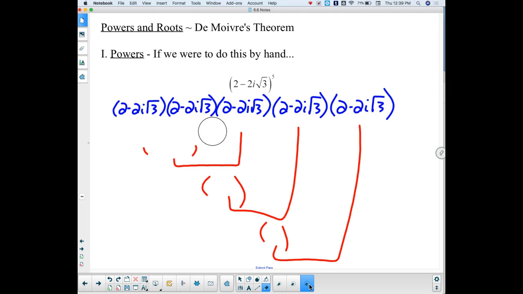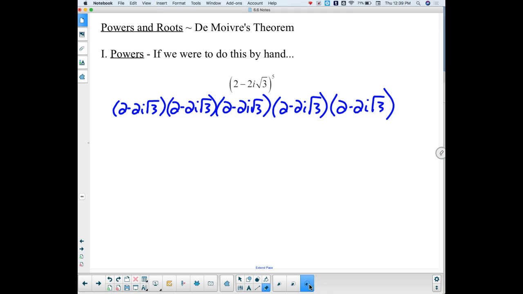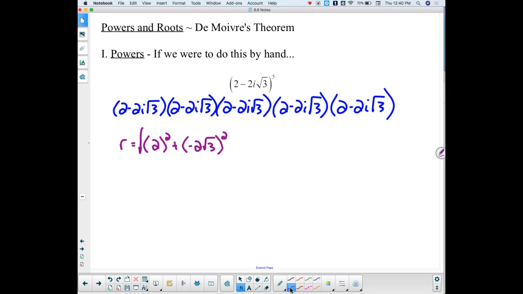So let's change this over into trig form first and see what we can do from there. Okay? So I need to find my r value. What is r to get it into trig form? Square root of a squared plus b squared. So that's going to be 2 squared plus negative 2 square roots of 3 squared. And then I'm going to take the square root of all of that.